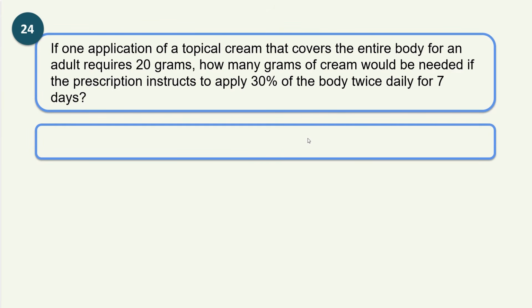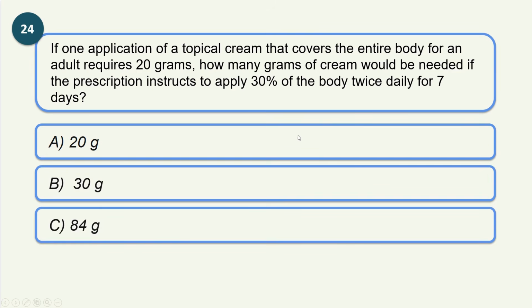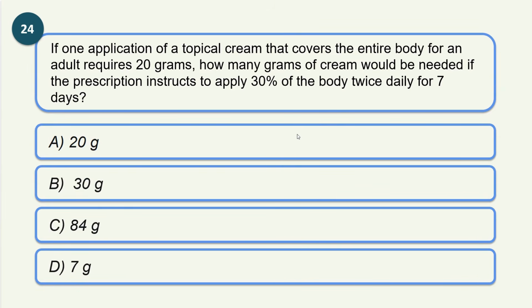Next, if one application of topical cream that covers the entire body of an adult is 20 grams, how many grams of cream would be needed if the prescription instructs to apply to 30% of the body twice daily for 7 days? A. 20 grams, B. 30 grams, C. 84 grams, D. 7 grams. The correct answer is 84 grams.